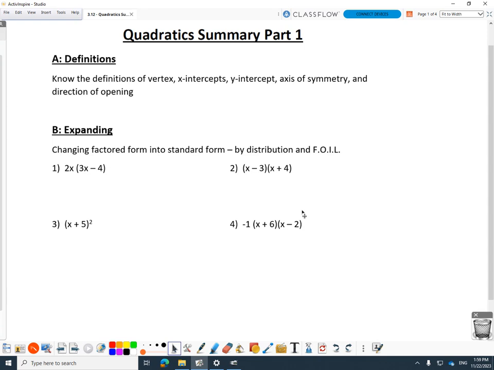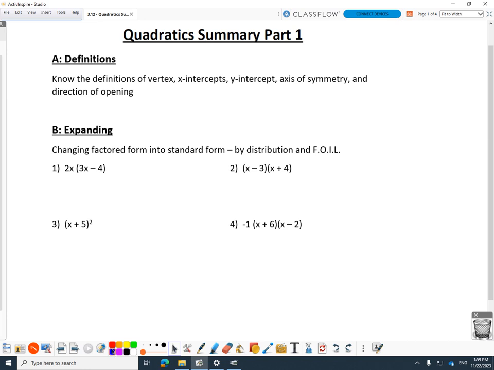Trying to review for the test, but also get you ready for your quiz rewrite all at the same time. I'm trying to do both together. So you should be copying down, because a lot of these questions are the same kind of questions that were on the quiz, yeah? So, A, definitions.